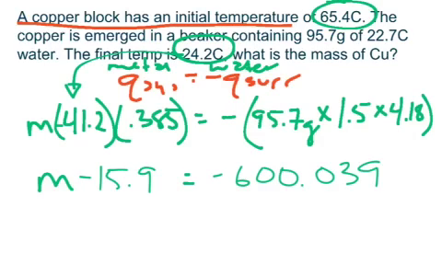So when we simplify, we get that the mass is multiplied by negative 15.9 and the other side is negative 600. To solve for mass, we simply divide, and the mass of copper was 37.7 grams.